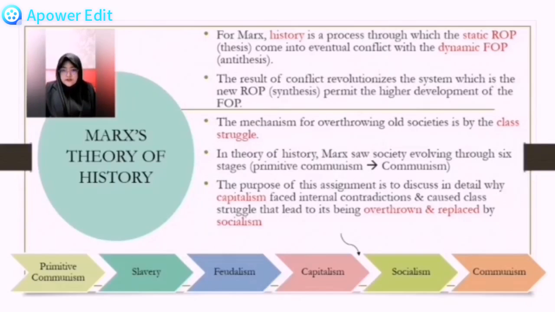In the theory of history, Marx saw society evolving through 6 stages, from primitive communism to slavery, feudalism, capitalism, socialism, and communism. The purpose of this assignment is to discuss in detail why capitalism faces internal contradictions and causes class struggle that leads to its being overthrown, replaced by socialism.